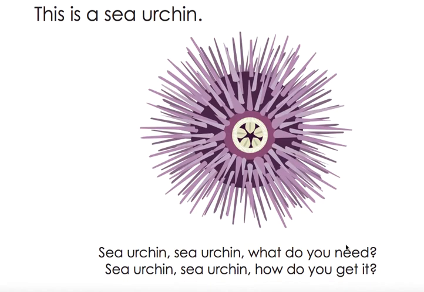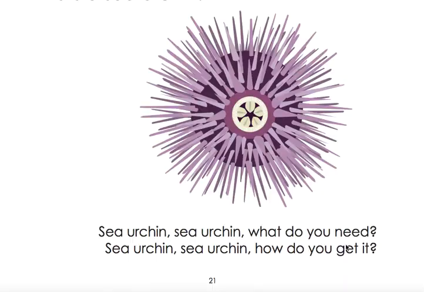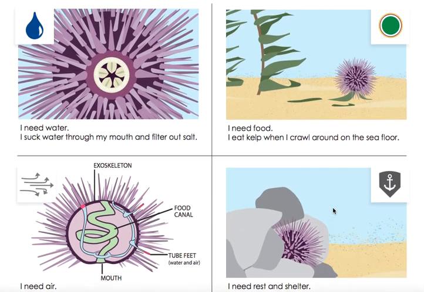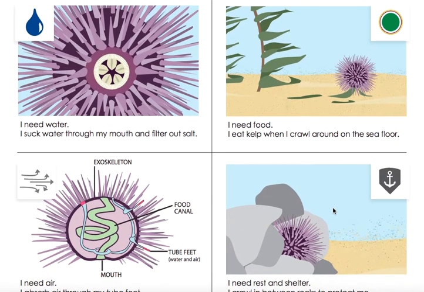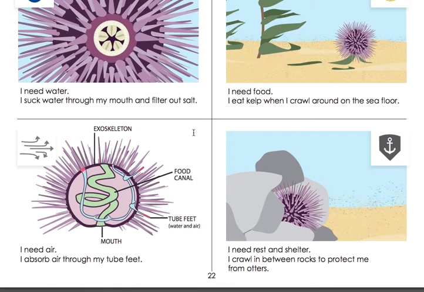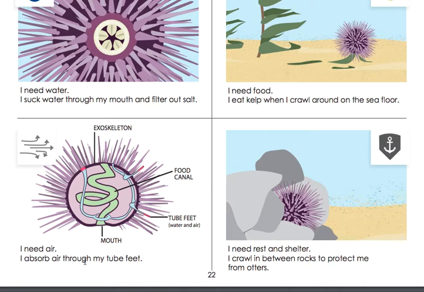This is a sea urchin. Sea urchin, what do you need? Sea urchin, how do you get it? I need water. I suck water through my mouth and filter out salt. I need food. I eat kelp when I crawl around on the seafloor. I need air. I absorb air through my tube feet.